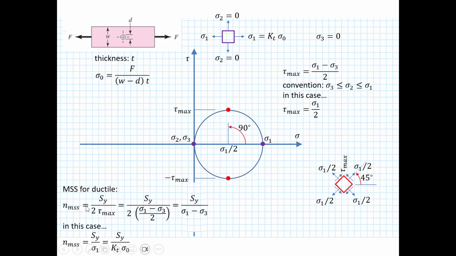For ductile, so we take max shear stress theory, and you have SY divided by 2 tau max, and then I substitute in what my tau max is, and then I can simplify a little bit because the 2's cancel. This is another representation of max shear stress theory, yield strength divided by sigma 1 minus sigma 3. And then in this case, since sigma 3 is 0, I get SY over sigma 1, and then I plug in the KT times the sigma naught.